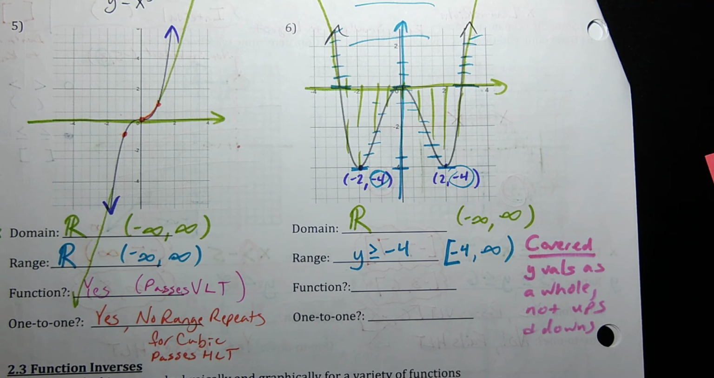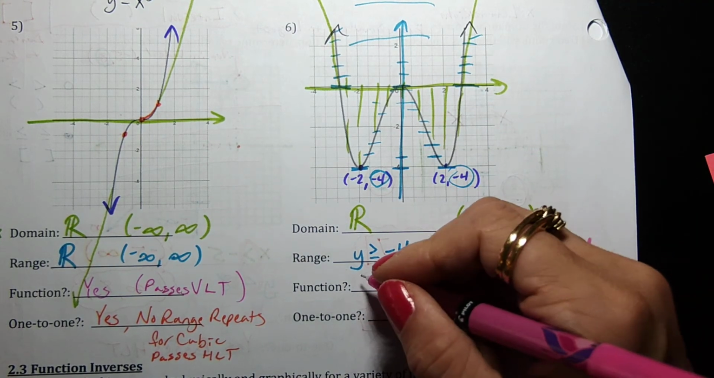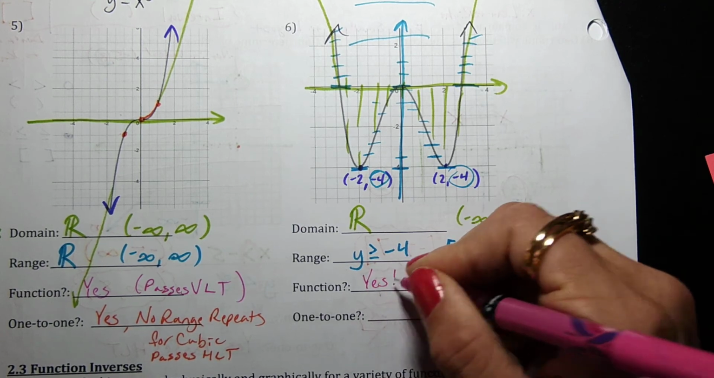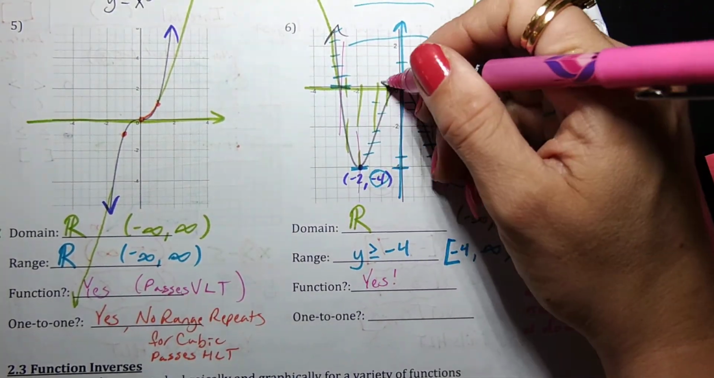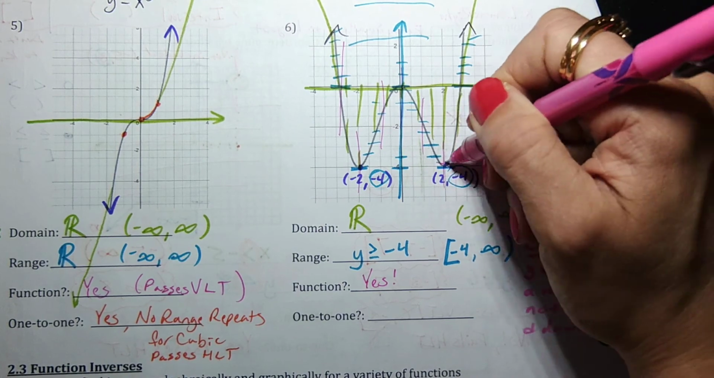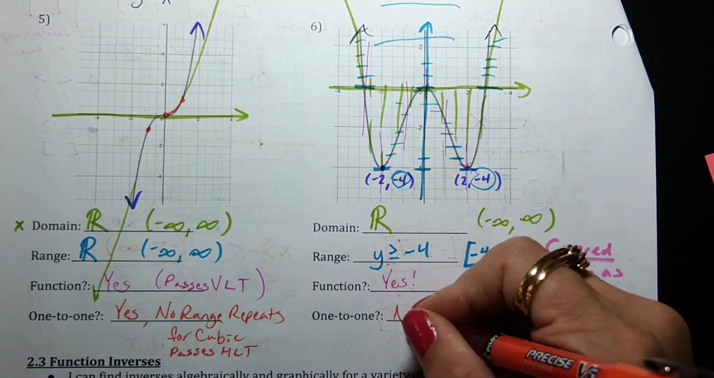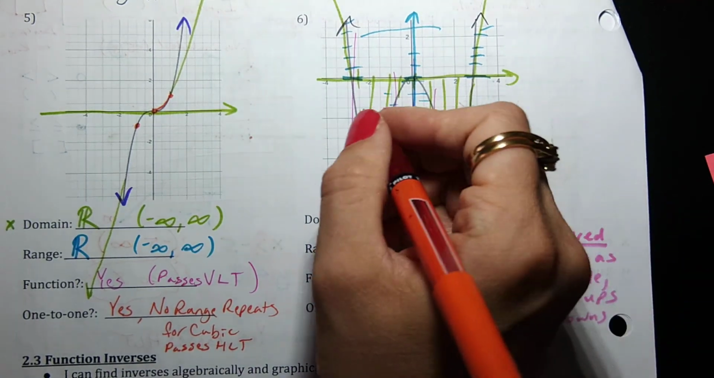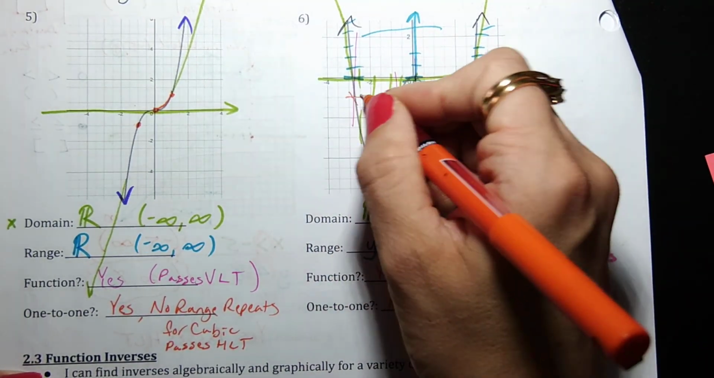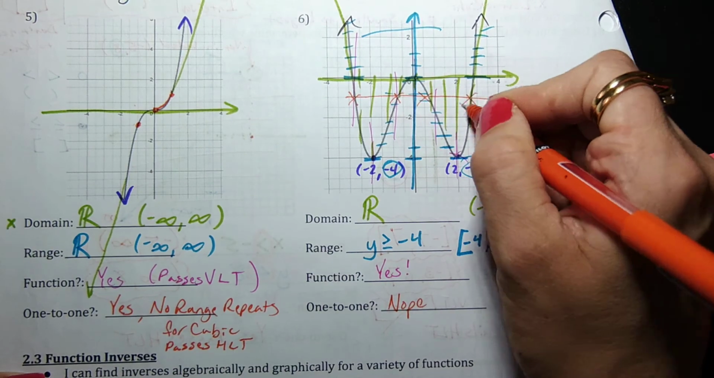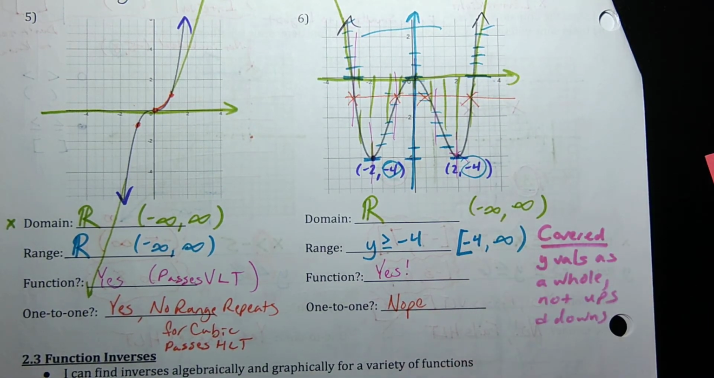Is this a function? Yep, passes the vertical line test. I'm always only hitting it in one spot. Is it 1 to 1? Nope. And ooh, if I draw a horizontal line here, it's failing the test in 4 spots. So that's a big no-no. So nope, it fails the horizontal line test.